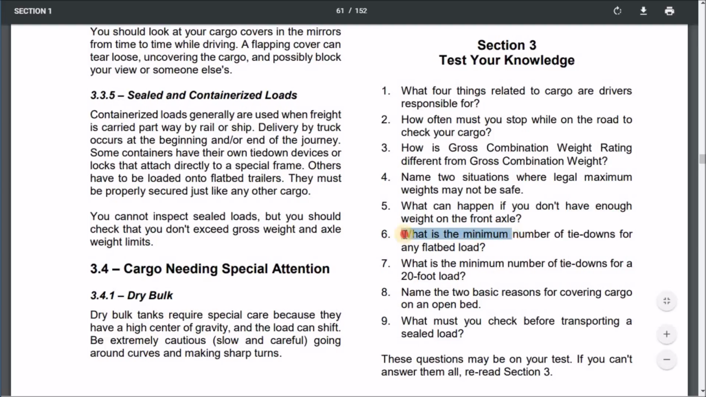Number 6. What is the minimum number of tie downs for any flatbed load? Number 7. What is the minimum number of tie downs for any 20-foot load? Number 8. What are the basic reasons for covering cargo on an open bed? Number 9. What must you check before transporting a sealed load?